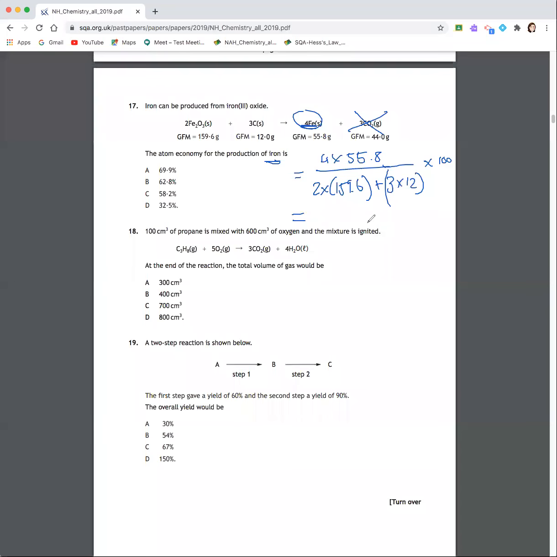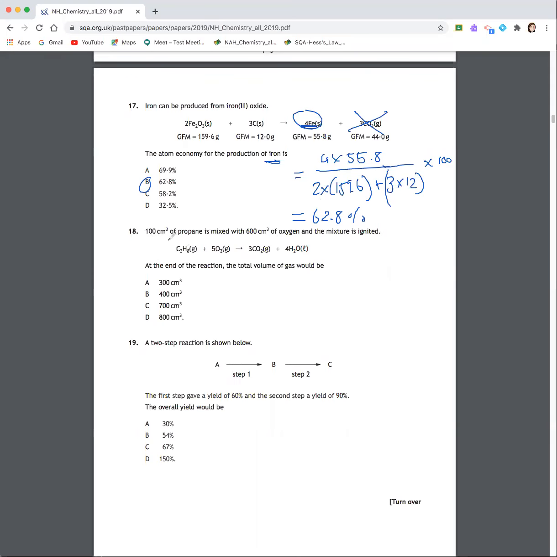If you put all that into your calculator, you will get 62.8%. So that's E. Then question 18 is to do with molar volume as well. Because the same moles of gas will occupy the same volume, you don't need to convert to numbers of moles here, you just use the volume given in the ratio.